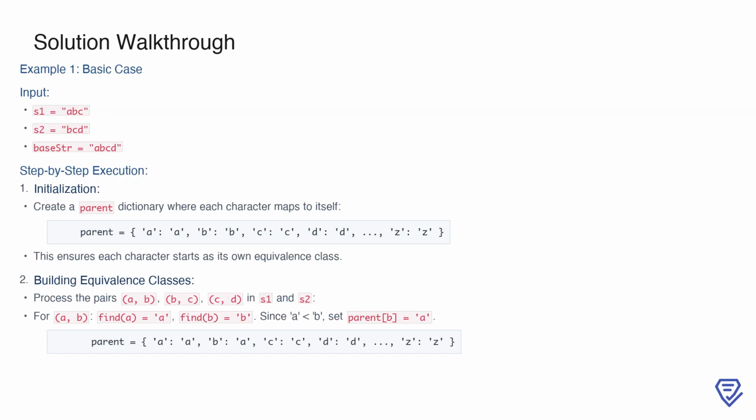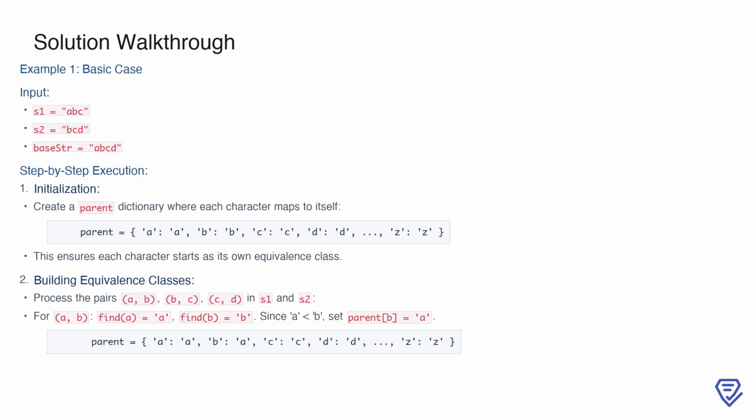To solve this problem, let's start with the first example where S1 equals ABC, S2 equals BCD, and base str equals ABCD. The goal is to find the lexicographically smallest equivalent string for base str. First, we initialize a parent dictionary where each character is its own parent. This means every character from A to Z starts in its own equivalence class.